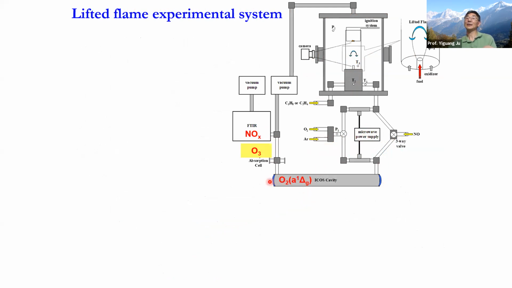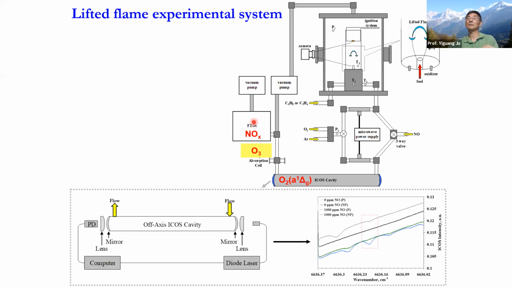This O2 singlet is measured by ICOS cavity. It's just like cavity ring-down spectroscopy. And we measure ozone, we measure NOx at the same time, and try to understand how the plasma-generated long-lifetime species can affect the flame speed.